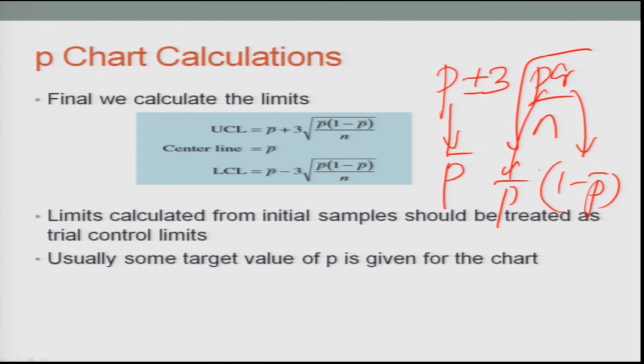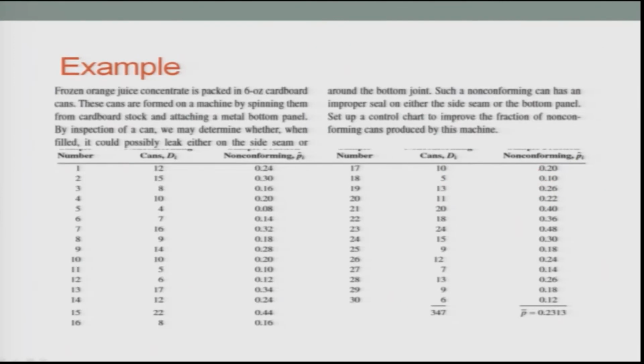The limits calculated from the initial sample should be treated as trial control values, and we will utilize them to draw the control limits. Usually some target values of p are given from the tables, and based on that we do our calculations accordingly. So, let us consider an example.